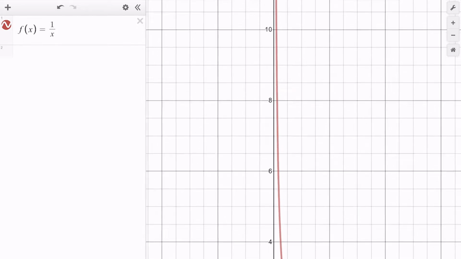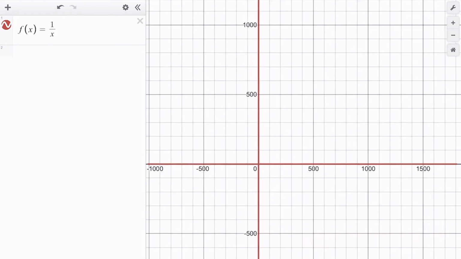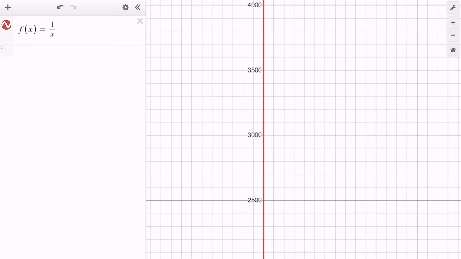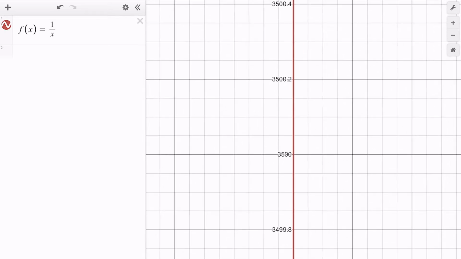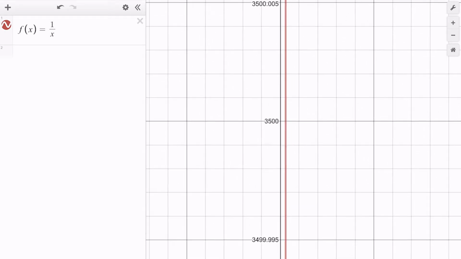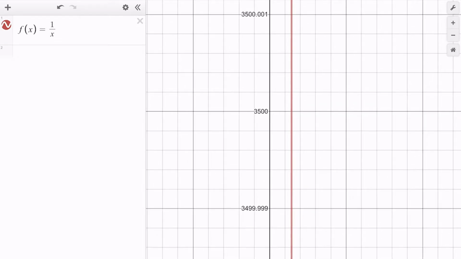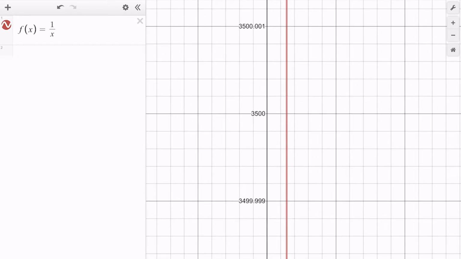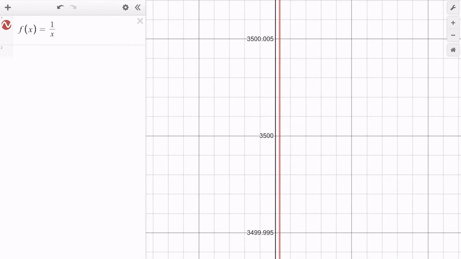In fact, if you look up over here, let me just zoom out, and just go up, and now start to zoom in. The red line represents the graph of f of x, and as I zoom in, you'll notice that it's close to the x-axis, but it never really touches it. It's always getting closer and closer and closer.